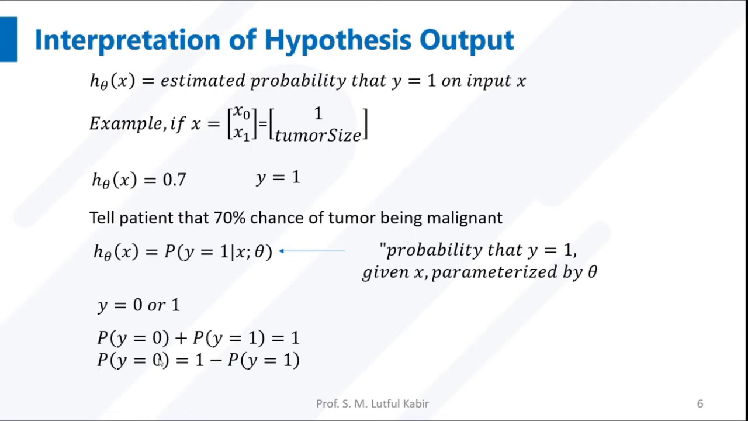The probability of having benign is nothing but 1 minus the probability of having malignant. So our function will give the probability of malignant, and if you want to calculate the probability of benign, you have to subtract that value from 1. For example, if a patient has an h of theta value of 0.2, that means his probability of having a malignant tumor is only 20%. That means his probability of having a benign tumor is 80%. So we can conclude that his tumor is benign, not malignant.